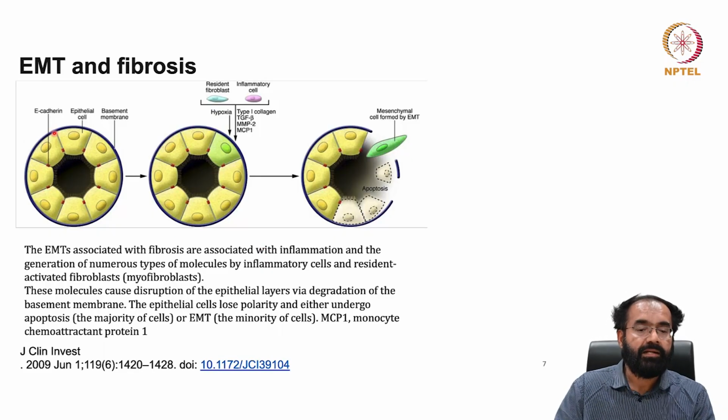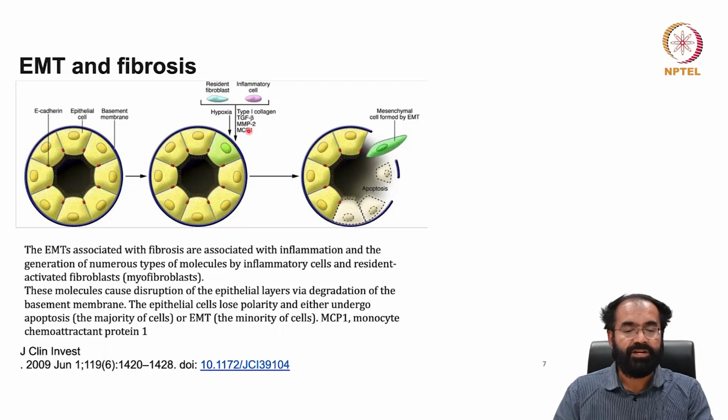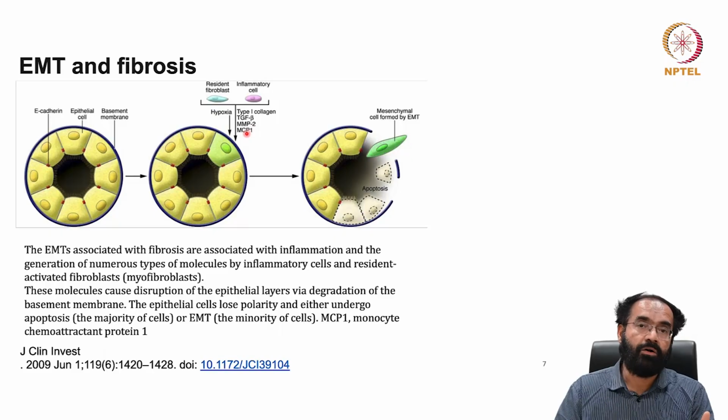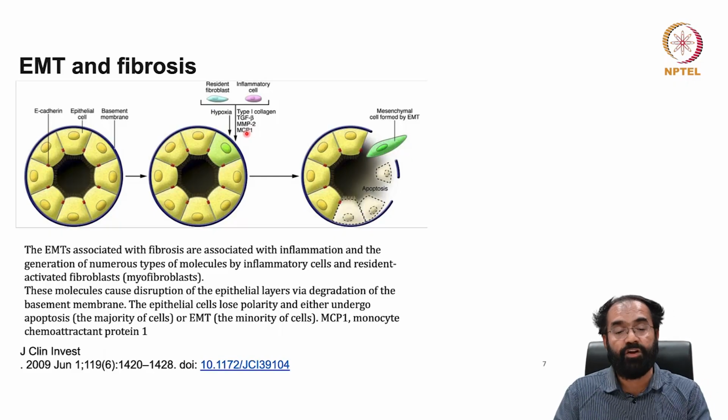So you can see here, this is a normal tissue. The basement membrane is there, E-cadherin expression is there. And what happens? Two categories come in: the resident fibroblast and the inflammatory cell. Due to inflammation, what happens? TGF-beta, MMP2, MCP1 and also hypoxia come into the picture, and they create this pro-inflammatory milieu, or pro-inflammatory environment, that stimulates these cells to become mesenchyme.